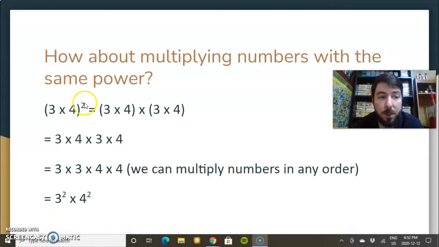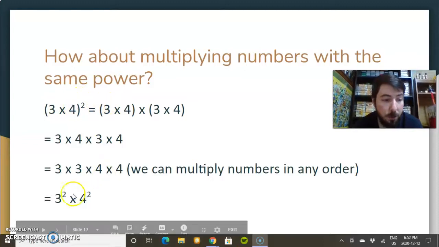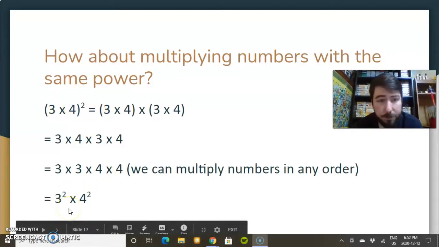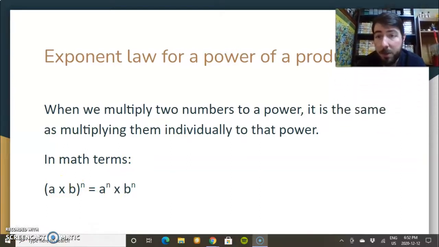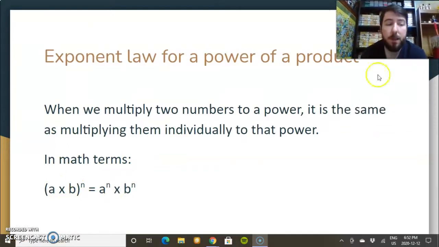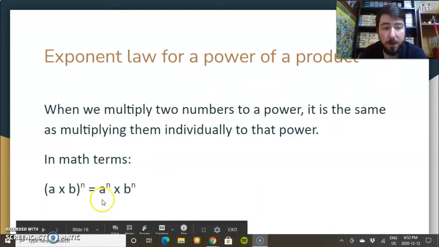Notice how the 2 just goes here with the 3, and it goes here with the 4, down here in the answer. That's all that this law is saying. So here we can see it in math terms. (a times b) to the power of n is just a to the power of n times b to the power of n.